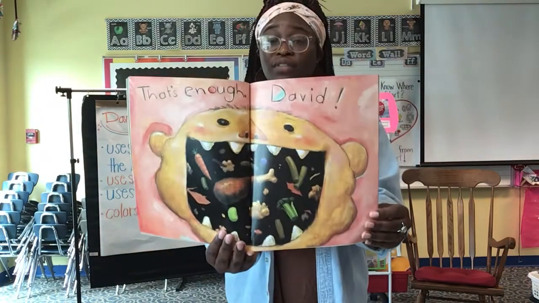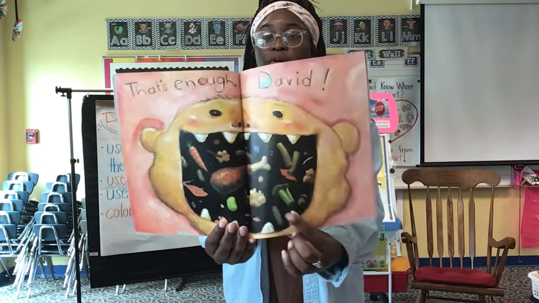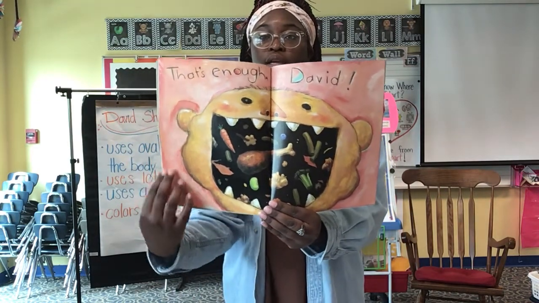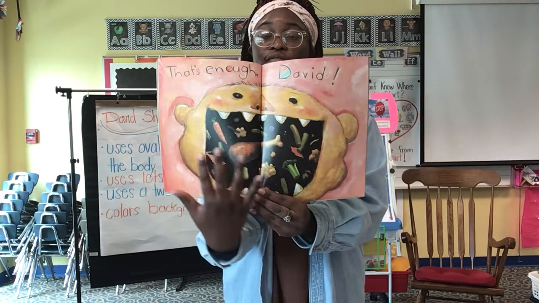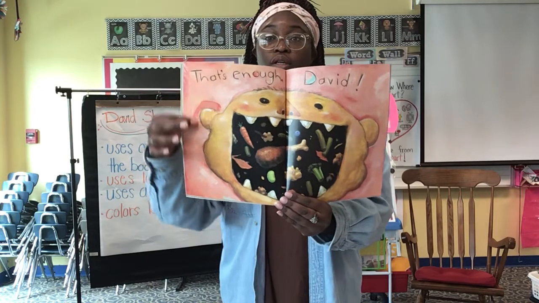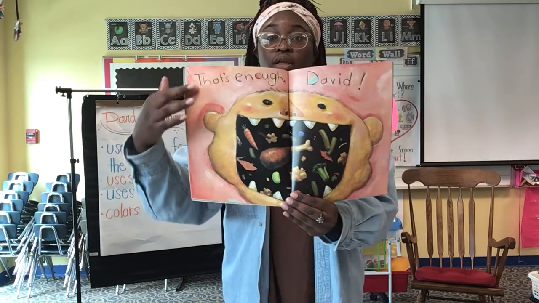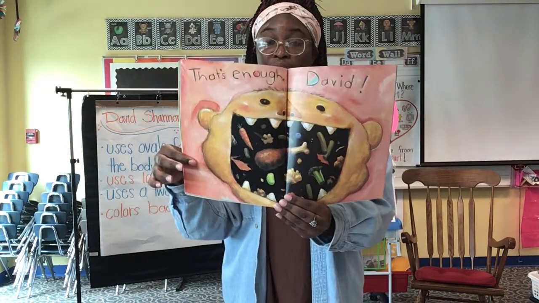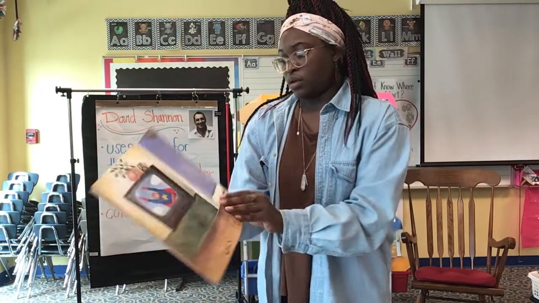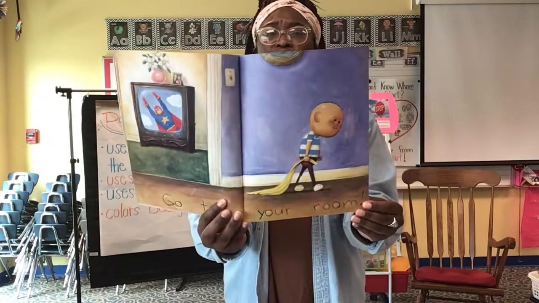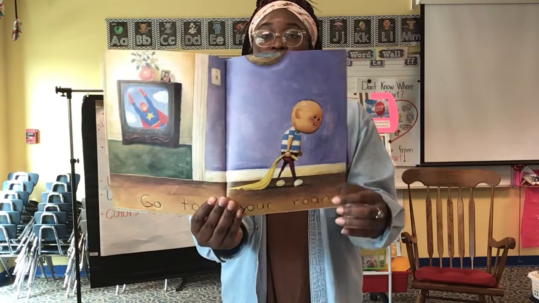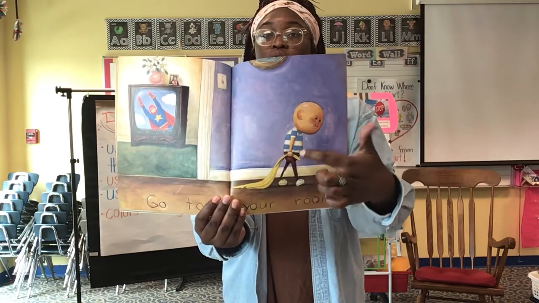That's enough, David. And this is a perfect page to show the two-page spread. Look at his mouth and his head. It goes on one page and it follows to the other. And you see that he colored the background. We'll check for ovals for the body next, okay? Go to your room. There's that two-page spread again, but if you check out his body, you see that oval? Yeah.